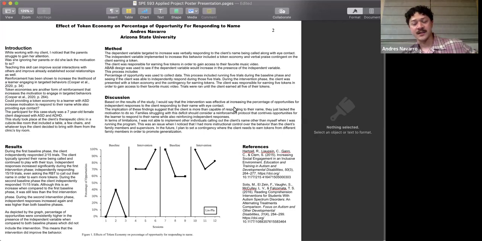In terms of results, for the first baseline phase, I did 3 different sessions and I gave her 5 opportunities within those sessions to independently respond. So yeah, in the baseline phase, she only got 2 out of 15 responses correct, which is really low. As soon as I introduced the token economy to her, it skyrocketed to 15 out of 19 trials of independently responding. That number might sound a little weird, but basically during the baseline phase, I only collected data on those 5 trials. But then during the intervention phase, I kept collecting data until she earned reinforcement. So that's why it's 15 out of 19 trials correct.